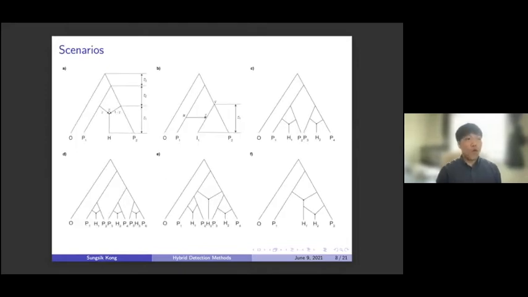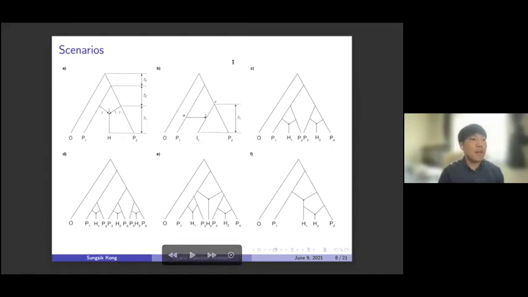So let me quickly go over the methodology. So we consider 6 hybridization scenarios. From the top left, a single hybrid speciation, and then a single introgression scenario in B, which is distinguished from the single hybrid species scenario by having the hybrid lineage completely merged to one of its parents via backcrossing.